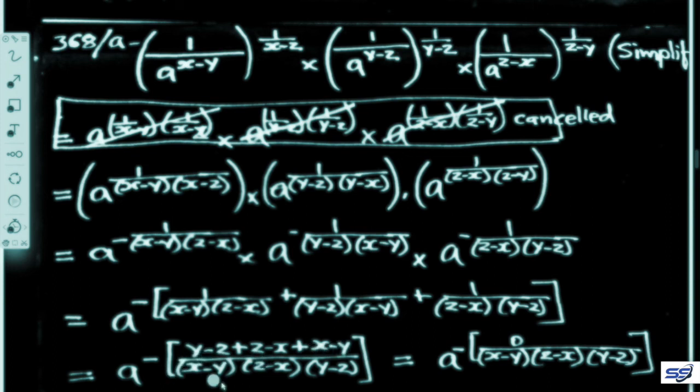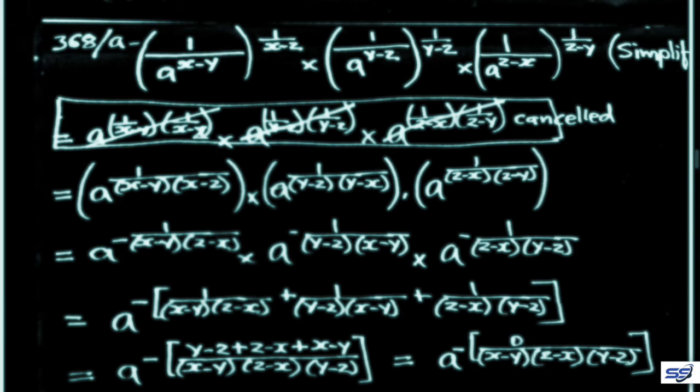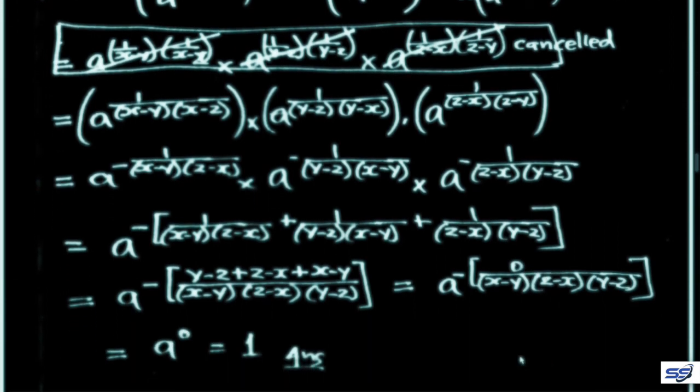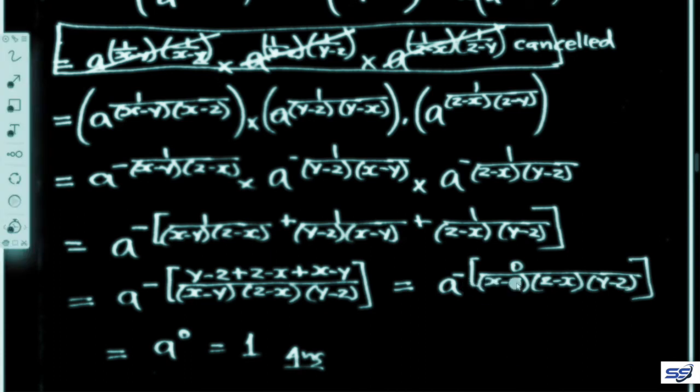Now see here, equal a to the power minus, and in the bracket comes 0, as everything is cancelled. Plus y, minus y, plus x, minus x, plus z, minus z. In this way everything is cancelled, so here comes 0. 0 upon (x minus y)(z minus x)(y minus z): this is 0 upon something, and 0 upon something is always 0.